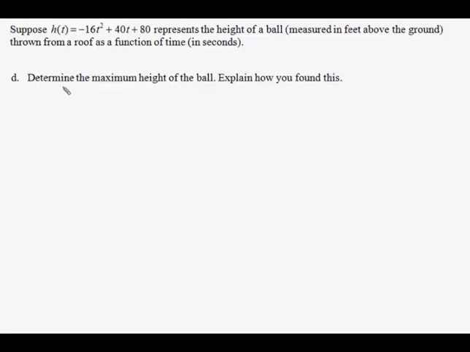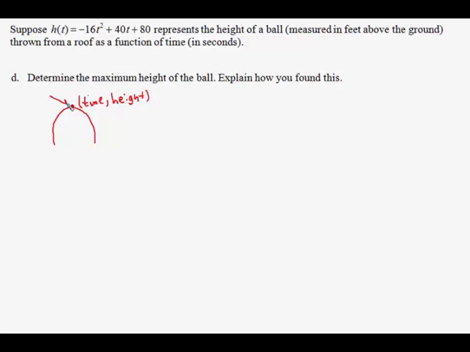Part D, we are asked to find the maximum height of the ball and explain how we found it. So if you remember the graph of this, what we had was an upside down parabola. So the maximum height there would be the output of the point there. The input would be the time at which it reaches the maximum height, and the output, h of t, would be the maximum height that the ball reaches.